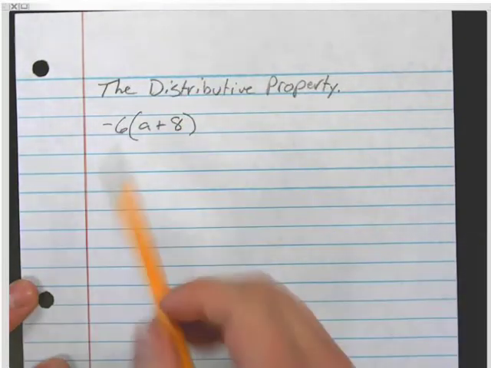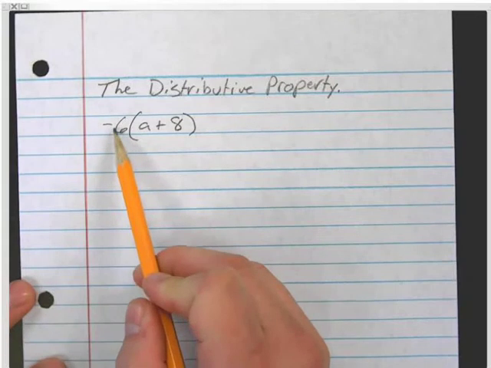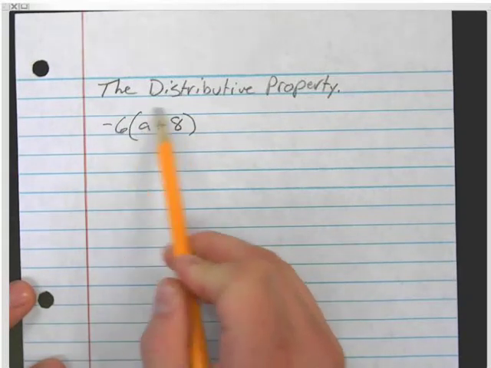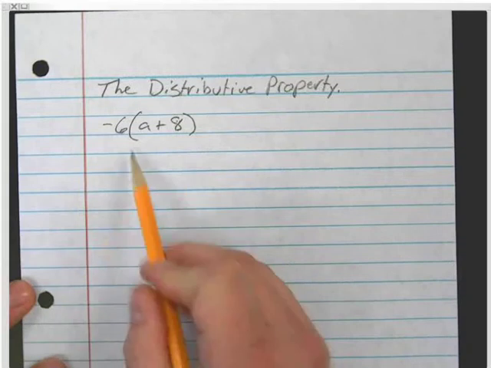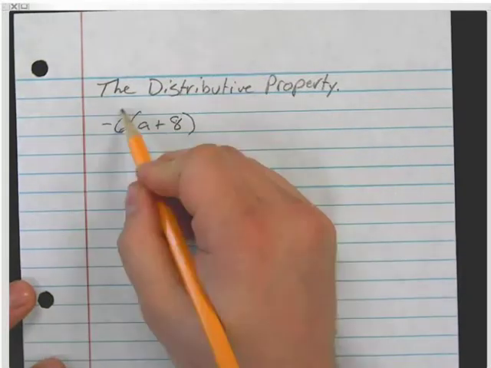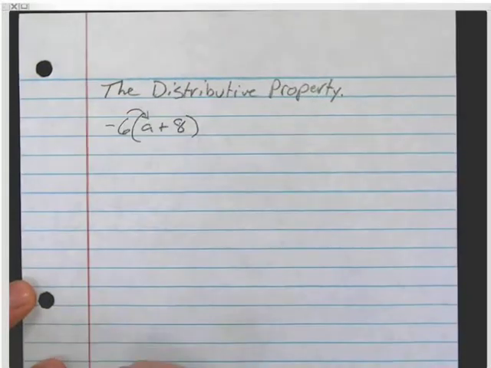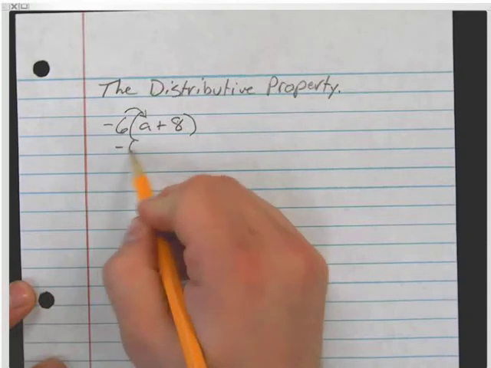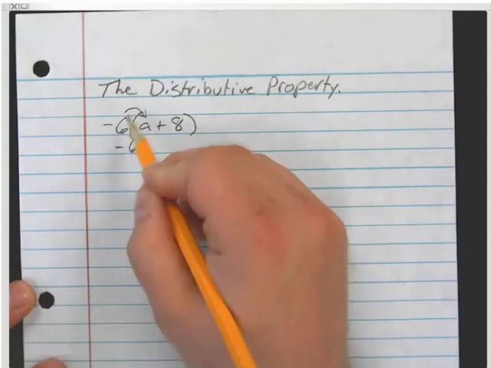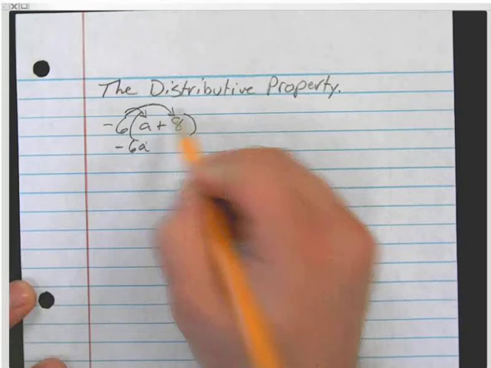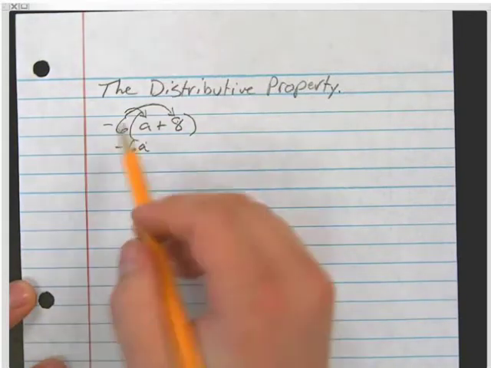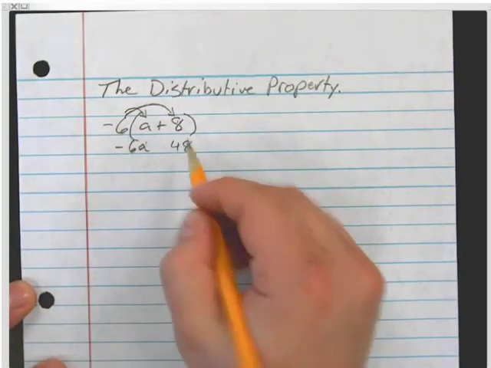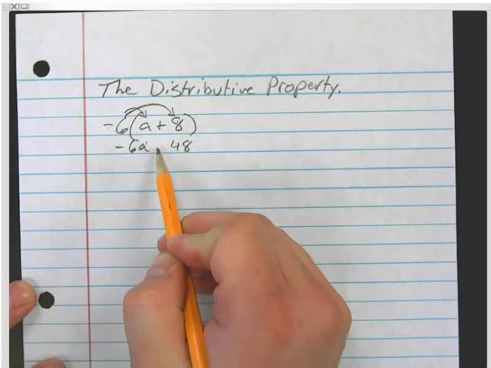Alright, so what we're going to do here is take the negative 6 and distribute it to everybody inside the parentheses, to every term inside the parentheses. So this negative 6 first gets multiplied by A, so we have negative 6A, and then the negative 6 gets distributed to the positive 8. 6 times 8 is 48, and a negative times a positive is a negative.